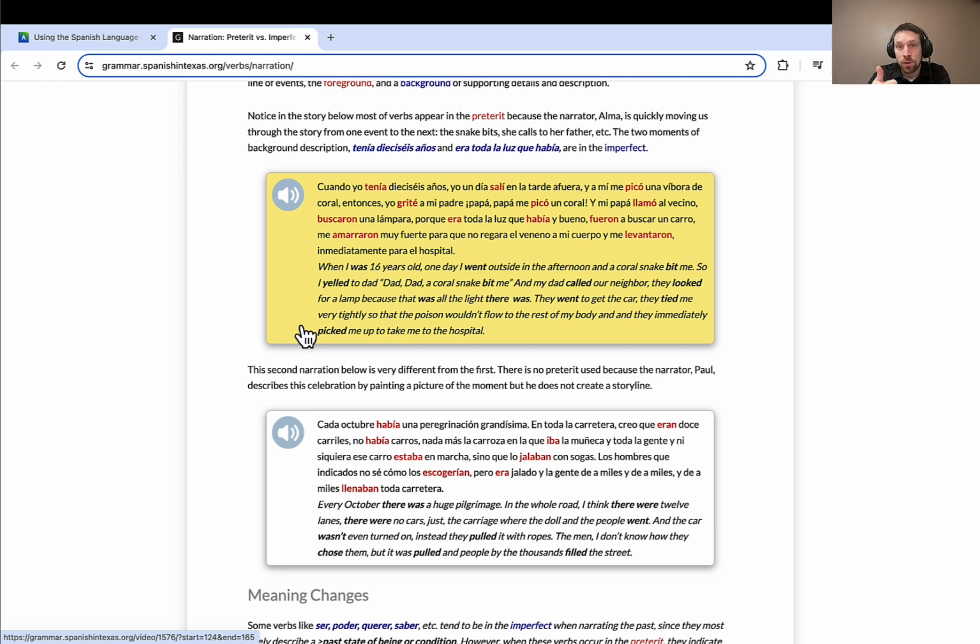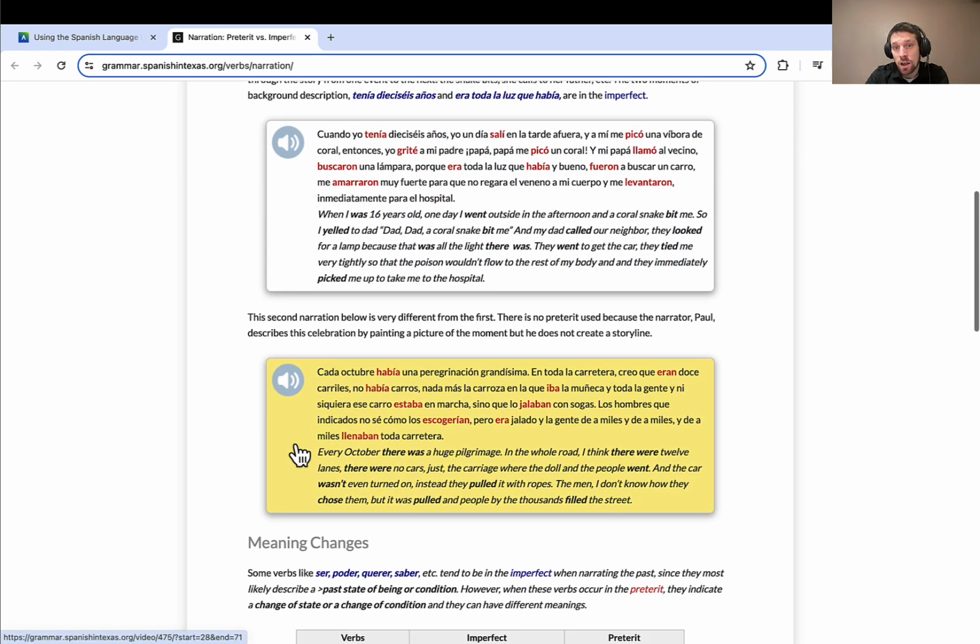So note there the changes in the different narration. This is using both the preterite and the imperfect. So you can notice there, like, cuando yo tenía 16 años, that's the imperfect, right? When I was 16 years old. Yo un día salí en la tarde afuera, like, I went outside. So note there, right in the first sentence, you can see the mix between the past continuous, that imperfect, and the past simple. And throughout that entire story, you can see different examples there.